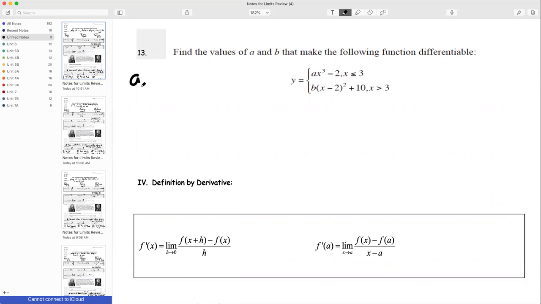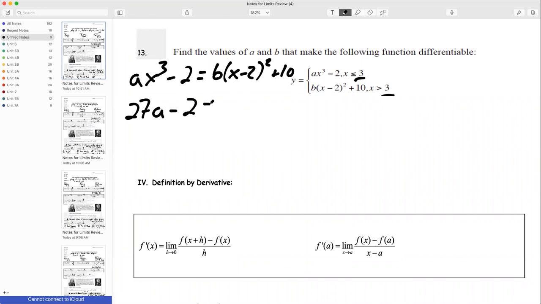Okay, so I'm going to take a x to the third minus 2 and set it equal to b times (x minus 2) squared plus 10. And then I'm going to evaluate it at x is equal to 3 because that's where the piecewise function comes together. So if I plug in 3, I get 27a minus 2 equals, let's see, 1b plus 10. So for the sake of simplicity, I might want to solve this for b.